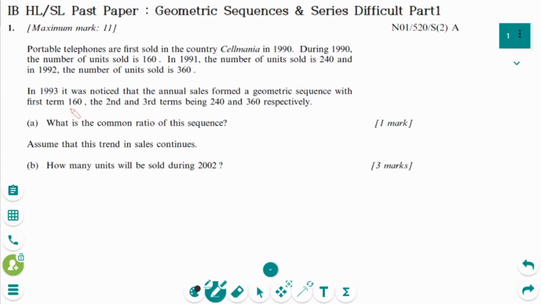Number 1A, U1 equals 160, U2 equals 240, so number A, r equals U2 over U1, which is 240 over 160. The answer is 1.5.